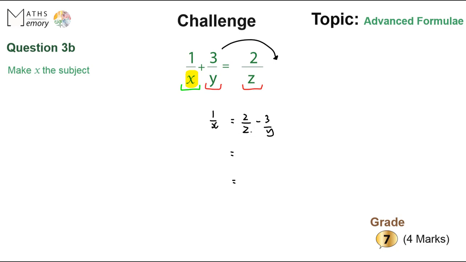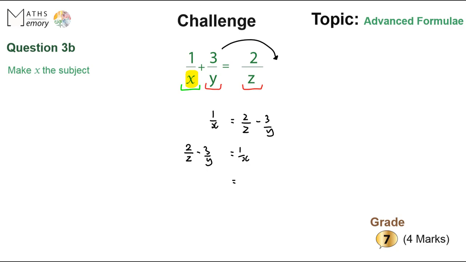Right, now let's try to get this to look like a method where we can use cross multiplication. So let's try to simplify the left hand side. Before we do that, let's just do the flipper. It helps us to understand this. 2 over z minus 3 over y equals 1 over x. Let's now try to get one number underneath here.